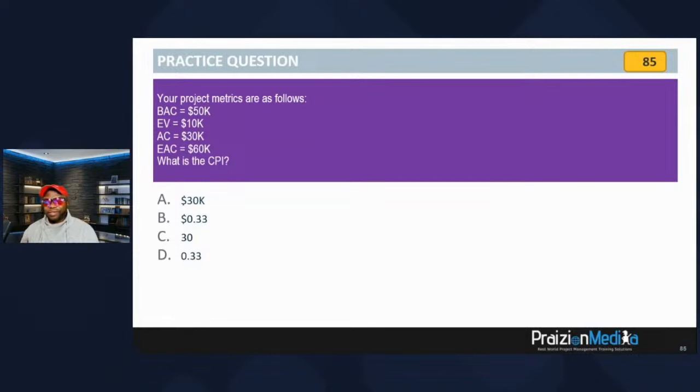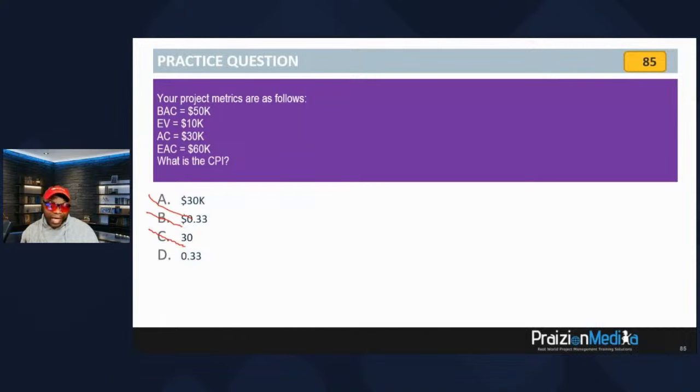All right, your time is up. By eyeballing this, you should be able to understand that CPI is not in dollars. So what I would have expected you to do is immediately disqualify A and B. And CPI, can it really be 30? You know what 30 means for CPI? That means you are getting $30 worth of work done for $1. That can't even be realistic.